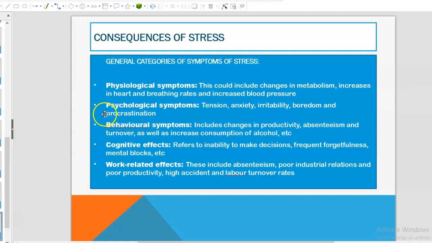I think this answers you as a student why you always delay in terms of study: it is because you are stressed. It's a psychological symptom. Okay, now we have behavioral symptoms, which include changes in productivity. In other words, observable kinds of symptoms whereby you will see employees being absent all the time, or your company getting high rates of turnover. Those are behavioral symptoms of stress.